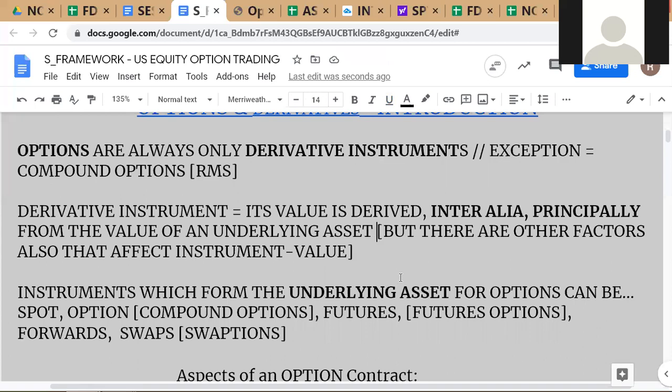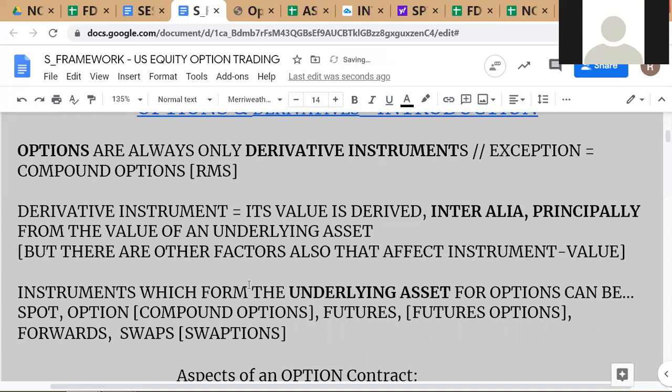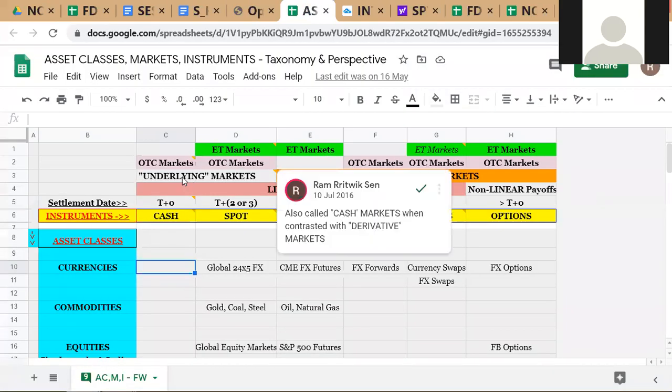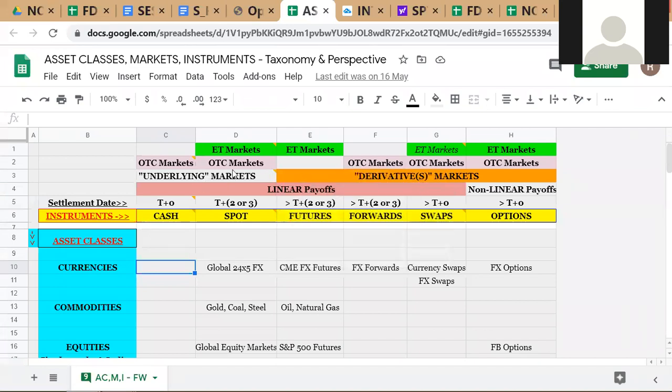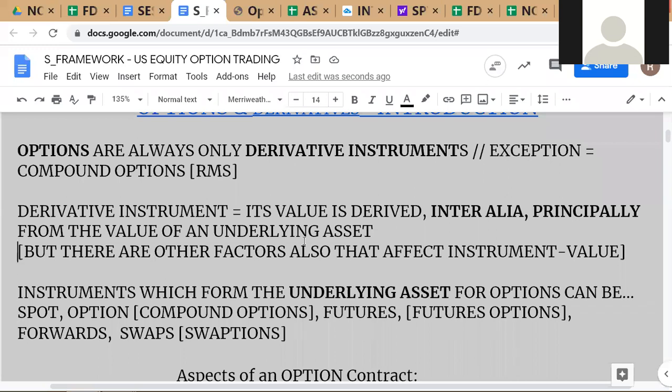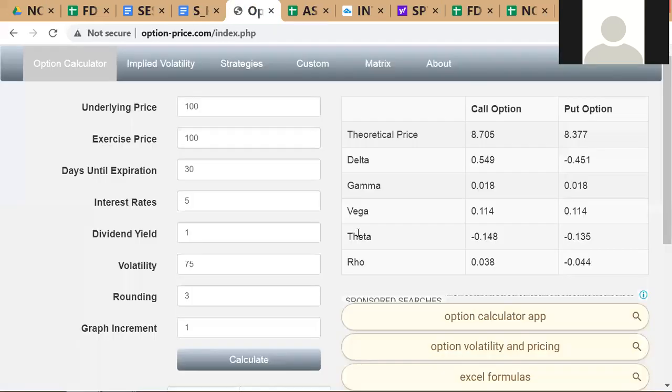Okay, so this is what we understand now. Two basic definitions we got out of the way. Derivative instruments, how they are contrasted. So we are learning a few things. What are derivative instruments? And they're contrasted with underlying markets, also sometimes called cash markets. So derivative markets versus underlying markets, or derivative markets versus cash markets. Okay, then what is the definition of a derivative instrument? Value is derived principally from the value of an underlying asset, but there are other factors also that affect the instrument value, okay, which you saw firsthand here. You can see it firsthand here. You can play around with it.